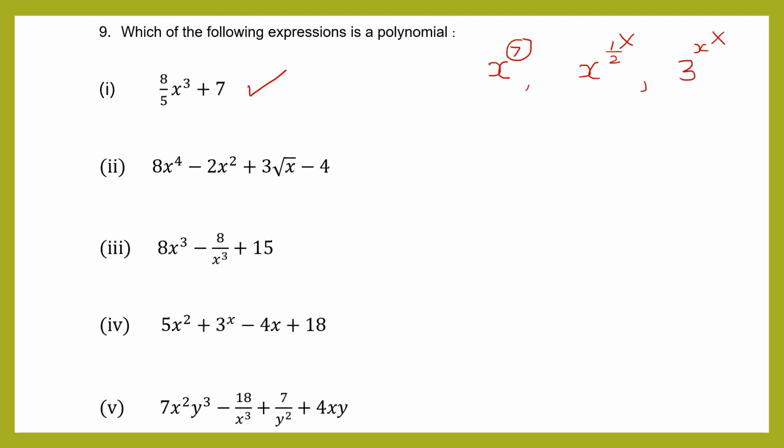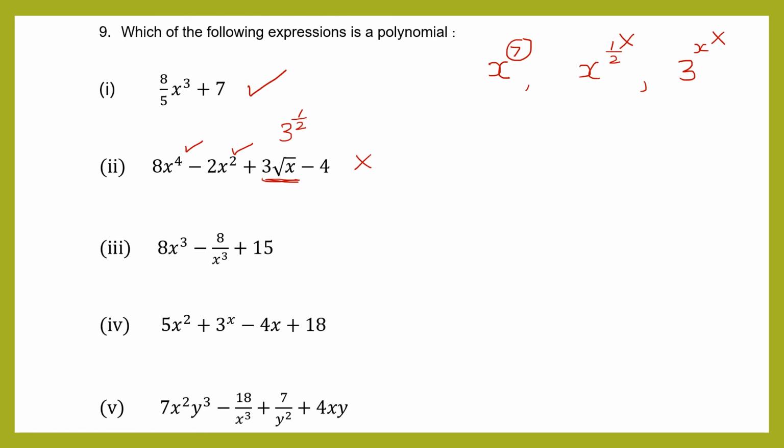So let's look out for that. Here x to the power of 3 is a whole number, so that is a polynomial. Let's go to the second part. X to the power of 4 is a whole number and x to the power of 2 is a whole number. Now this cannot be a polynomial, because this is a square root. If I have to write it in a different way, I will write it like this. It becomes a fraction. That means this is not a polynomial.